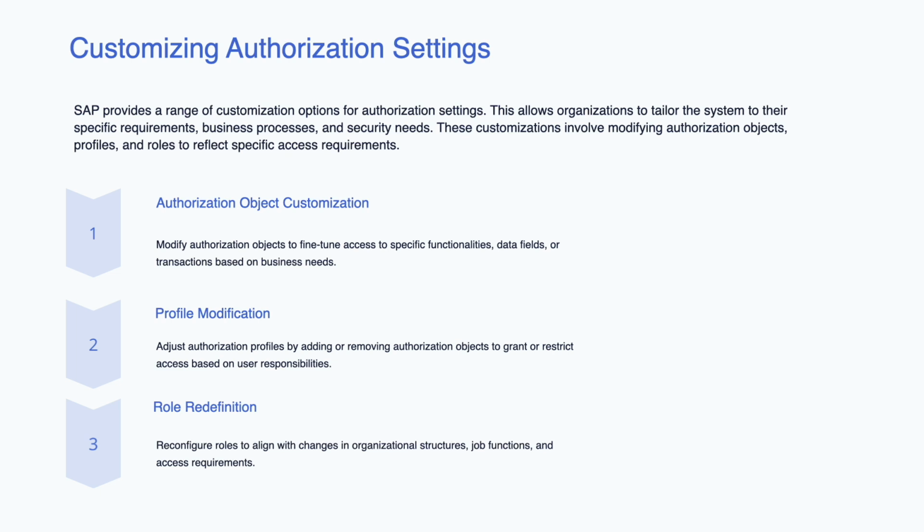Now we will see how profile modification can be done. So adjusting authorization profiles involves adding or removing authorization objects. This customization helps to grant or restrict access based on the evolving responsibilities of users, ensuring that access rights remain relevant.